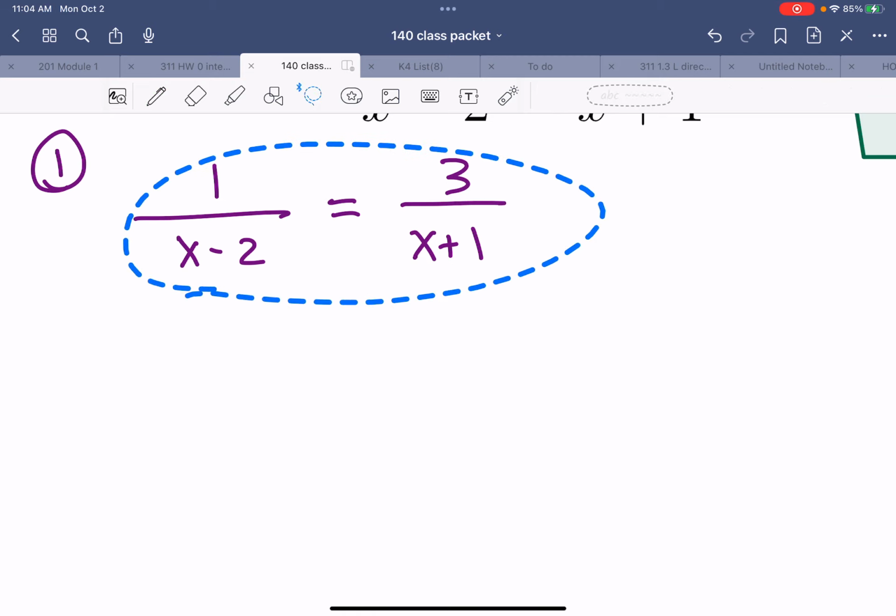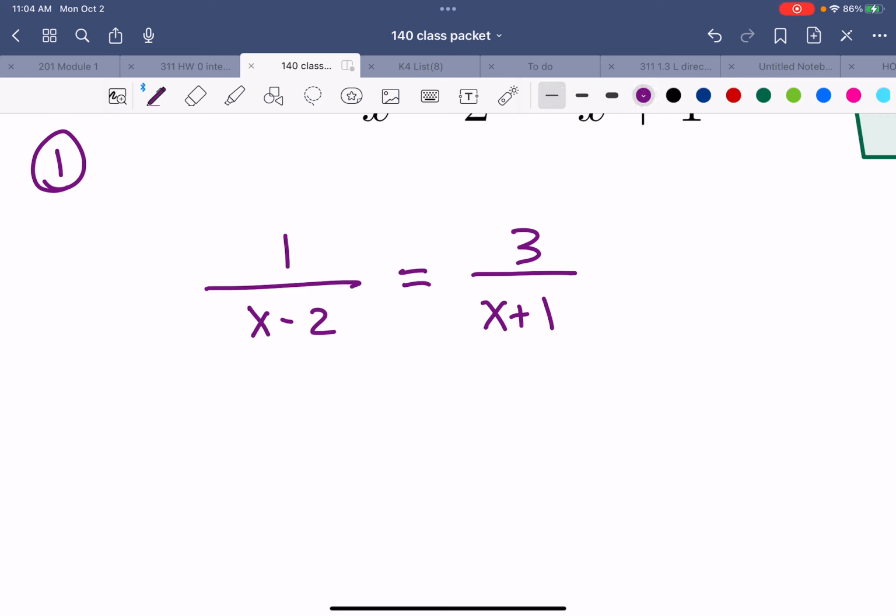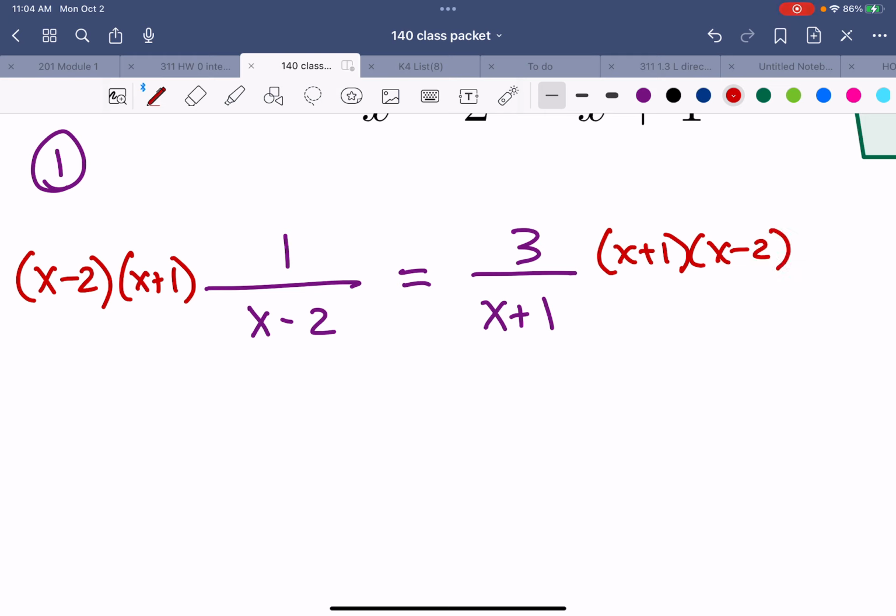Well, actually, I'm going to move this over a little bit. We're going to clear our denominators. So we're going to multiply by both denominators. So by x minus 2 and x plus 1 on both sides. Some of us are having trouble with what cancels and what doesn't because we're not writing it all down. So I'm going to show it to you in detail here. On the left-hand side, the x minus 2's cancel because I have 1 in the numerator and 1 in the denominator. On the right-hand side, the x plus 1's cancel.